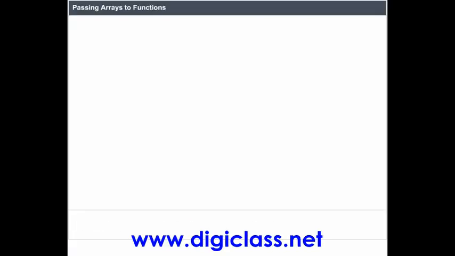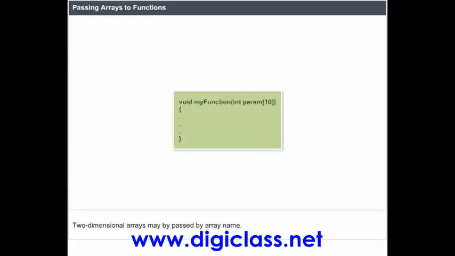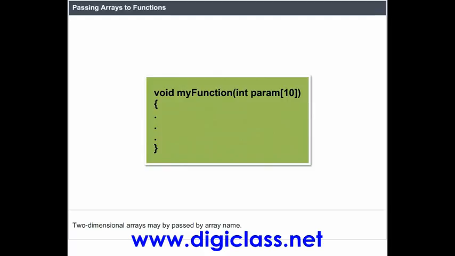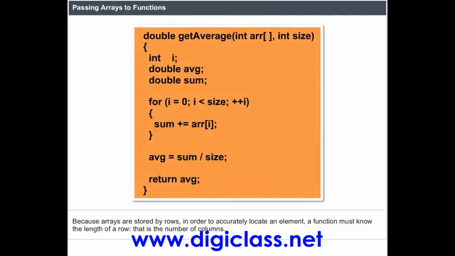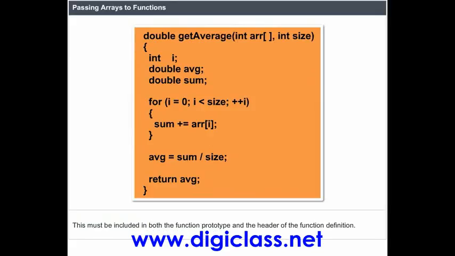Passing arrays to function. Two-dimensional arrays may be passed by array name. Because arrays are stored by rows, in order to accurately locate an element, a function must know the length of a row, that is the number of columns. This must be included in both the function prototype and the header of the function definition. Passing fixed size arrays. Passing array elements.